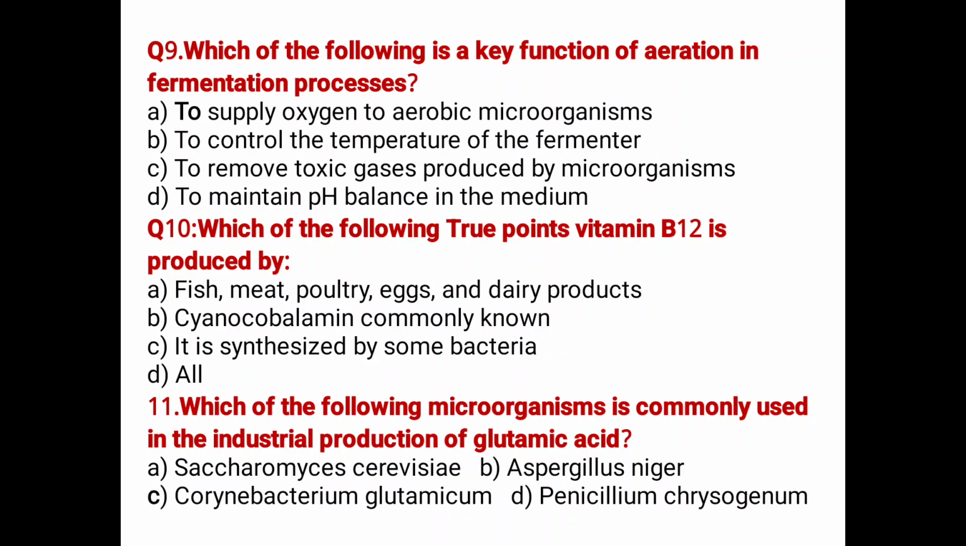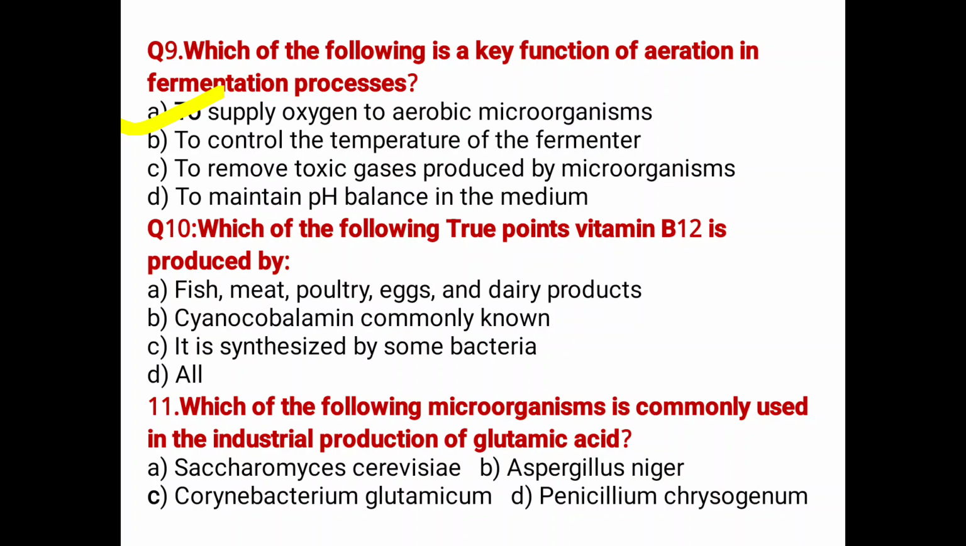Next, which of the following is a key function of aeration in fermentation process? A, aeration means supply of air, oxygen, to aerobic microorganism; B, control the temperature of the fermenter; C, remove the toxic gases produced by microorganism; and D, to maintain the pH balance in the medium. So A is the correct answer, to supply oxygen to aerobic microorganism.